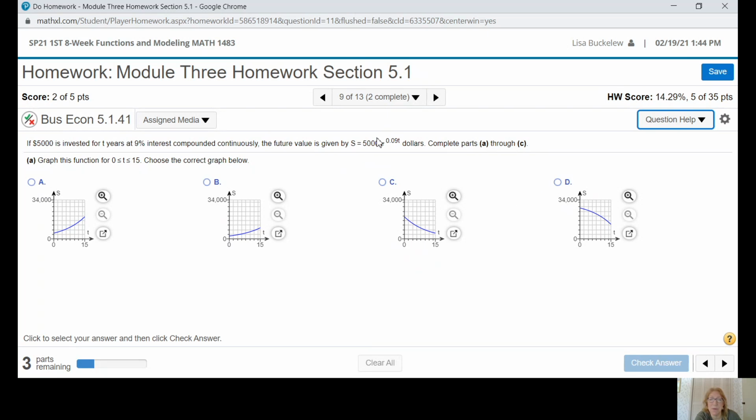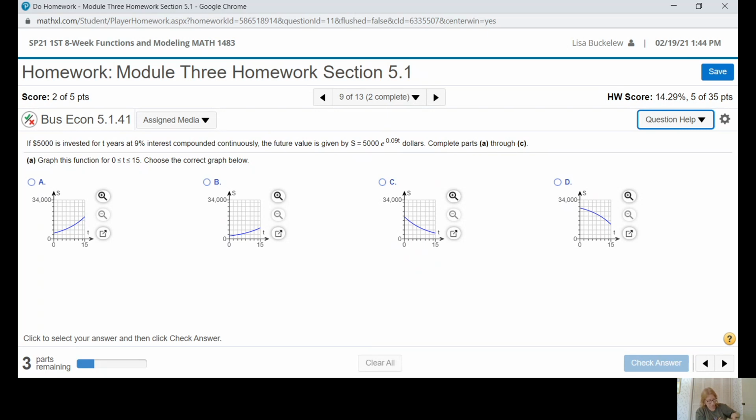And I'm going to type this part of the function, like the S is where the y would be. I'm going to type 5,000 e to the 0.09. And I always have to use x in the calculator, even though it says t here. So let me switch off this and go back to, let me write that down so I don't lose it. So 5,000 e to the 0.09 t.